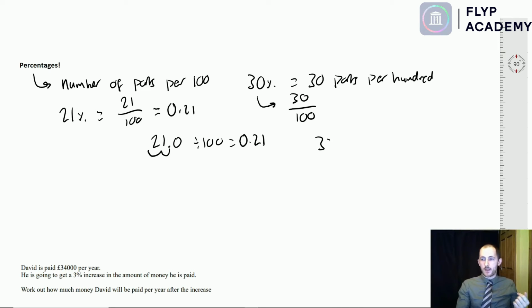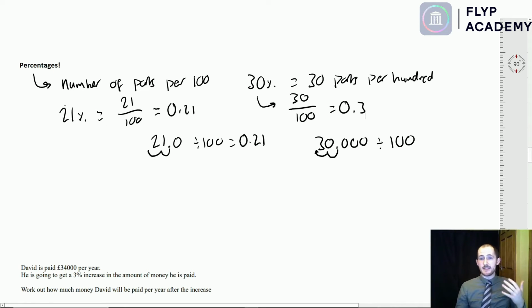Likewise, if you have 30, just add a decimal point and a few zeros. If you're dividing by 100, you take the decimal point and move it to the left twice, and you get 0.3. Okay? So you should be able to change between percentages, fractions, and decimals.